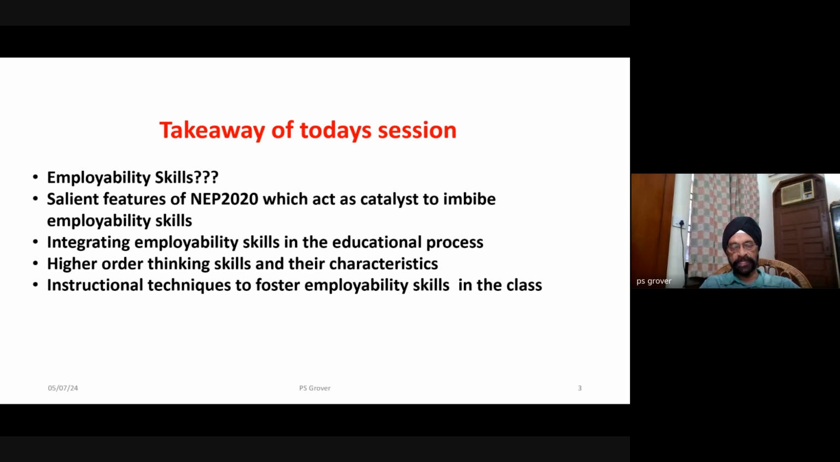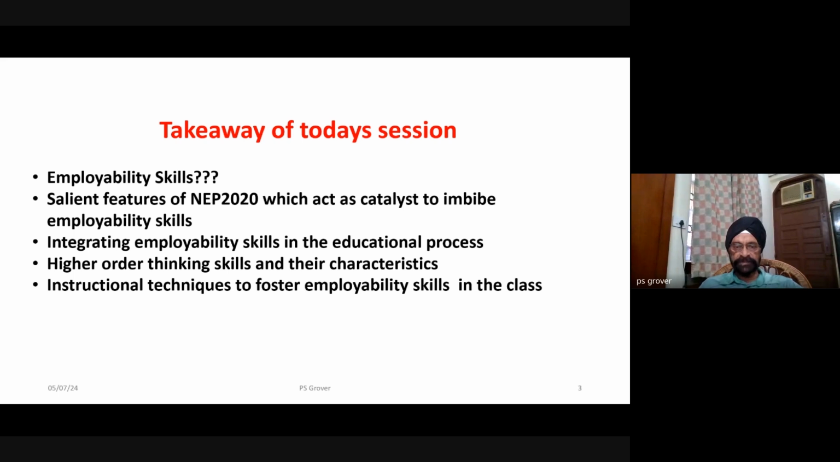We have been teaching. Our system is so old. So what is so important now? How can I imbibe employability skills in the student while they are being taught in the classes in the institution?